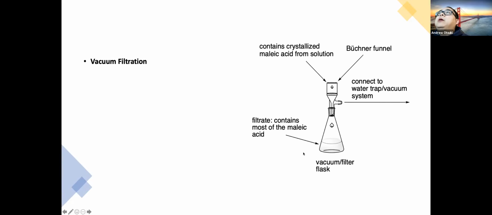So here's a setup. It's similar to this. The filtrate will contain most of your maleic acid. This Buchner funnel is what we use to collect the solid that crystallized from solution, connected to a water trap and vacuum system. We connect it to a water trap because we don't want liquid to get into our vacuum line, because when it does, it will ruin it and we'll have to repair it. And that will prevent students from being unable to do experiments.